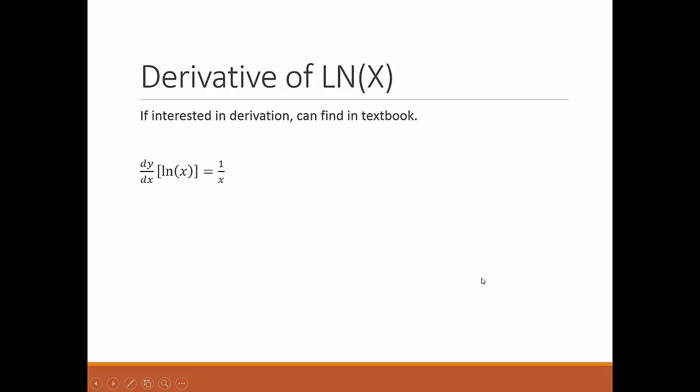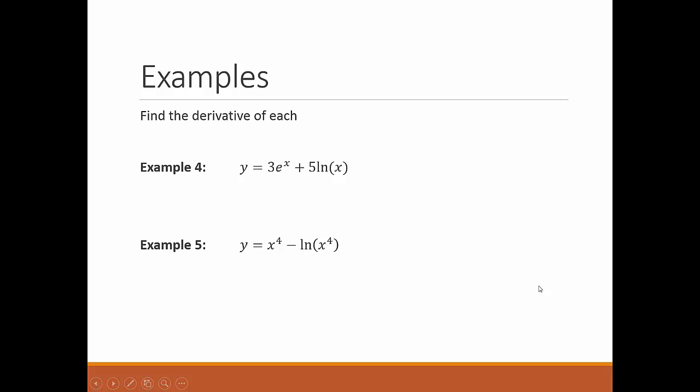Now, if you're a math nerd and you want to know the why, you can certainly go through the derivation in the textbook of this derivative, but I'm just going to tell you the derivative of ln of x is 1 over x. So you should have that written down on your formula sheet, ready to go. When I say find the derivative of ln of x, you got 1 over x. So let's look through a couple of examples.